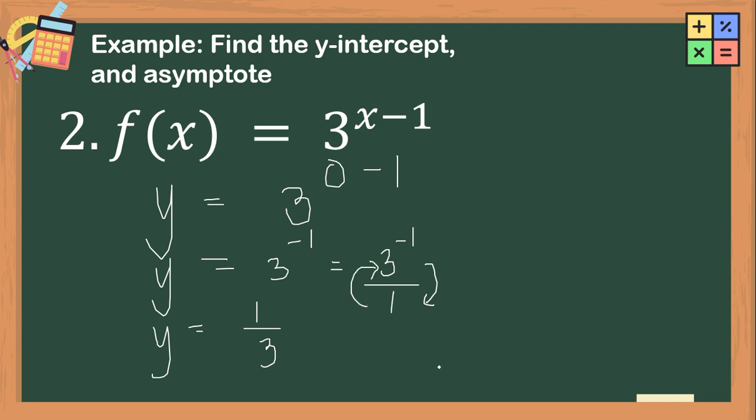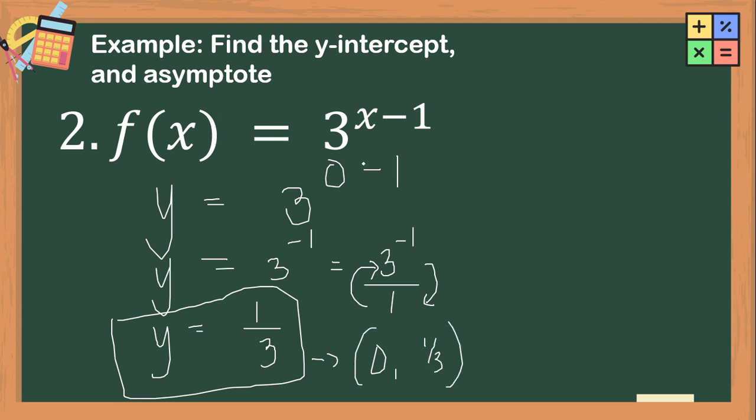Gets po? If you're going to interchange the numerator and denominator, don't forget that the negative exponent will also change to positive. That's why the final answer here is 1/3, or it could be (0, 1/3). Depende yan kung ano yung nasa choices.